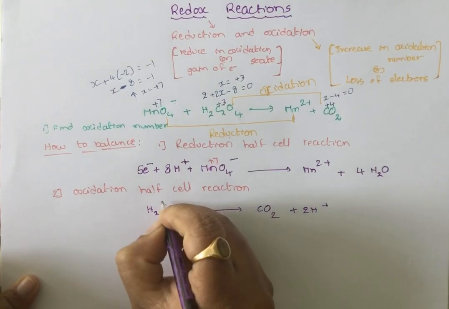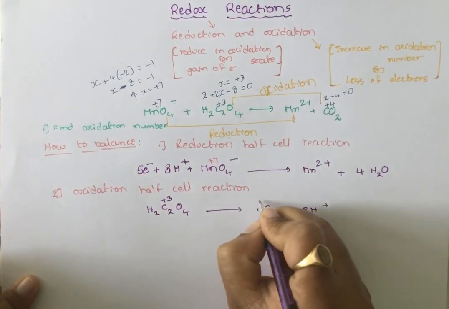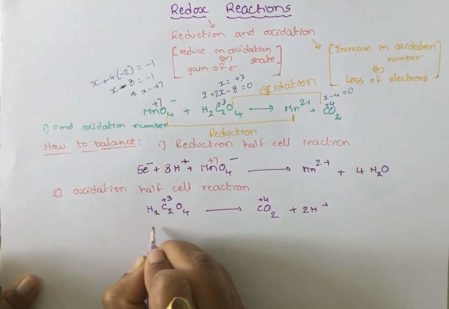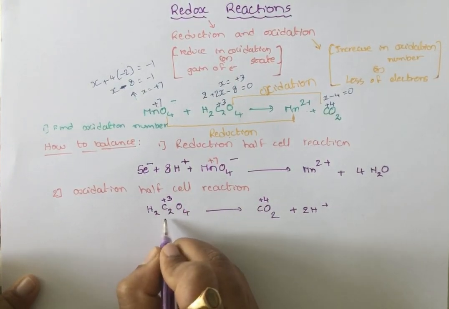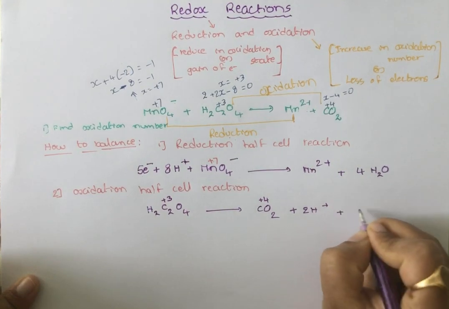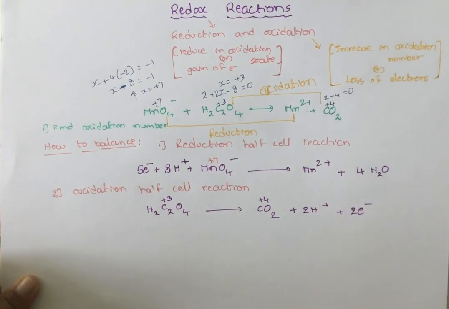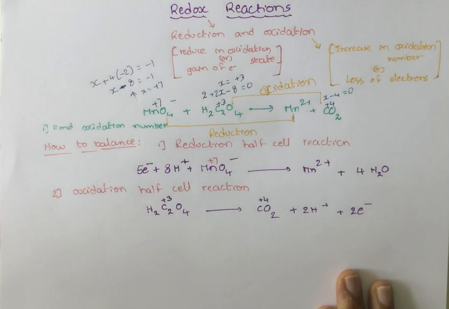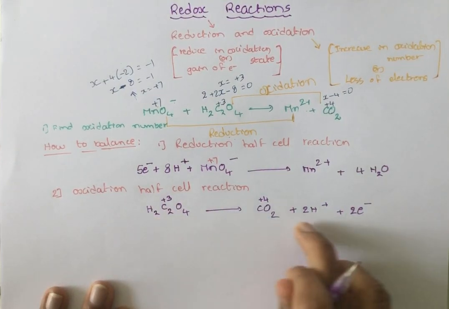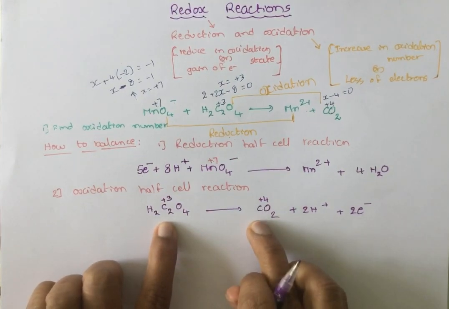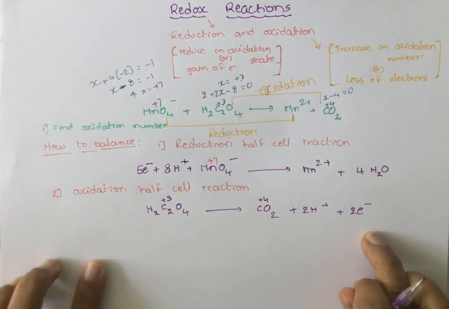And here carbon is converting from plus 3 to plus 4. Means how many electrons can it release to convert plus 3 to plus 4? 1 electron. How many carbons do we have? 2 carbons. So how many electrons can it release in total? 2 electrons. Just balance in this way. So write the number of H+ ions based on your reactant on the opposite side, and however many electrons it can release, write those many electrons on the right hand side.